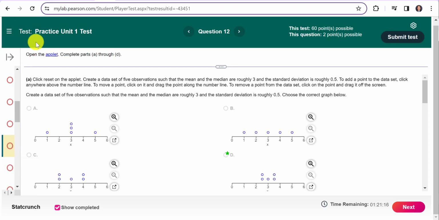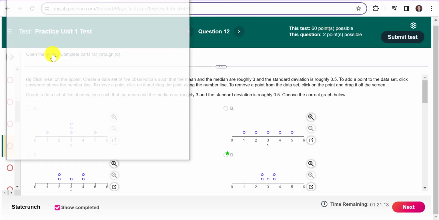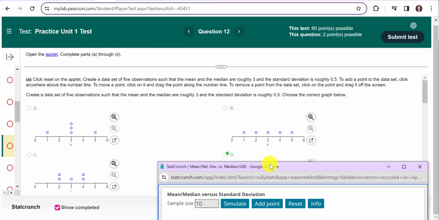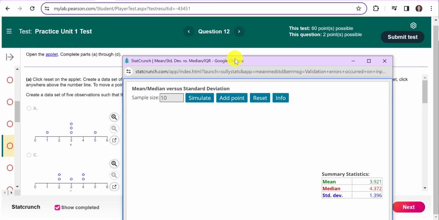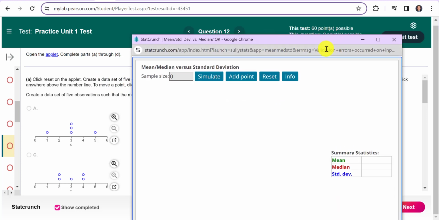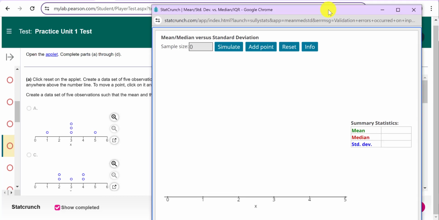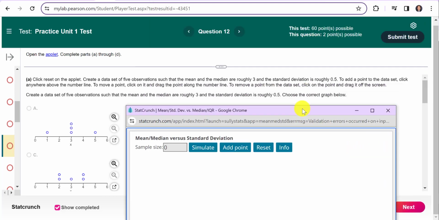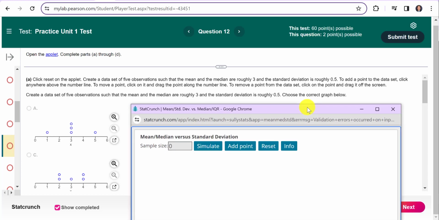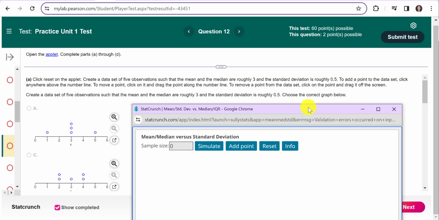All right, so it says open the applet to complete these parts. So we'll go ahead and do that. We'll get this little applet, and it allows us to move things around, and it'll help get it to where we want. So it says click the reset button and create the data sets of 5 observations. So let's see if I can get this. There we go. The mean and the median are roughly 3, and the standard deviation is roughly 5. To add a point, click anywhere and move the point, click on it and drag it.